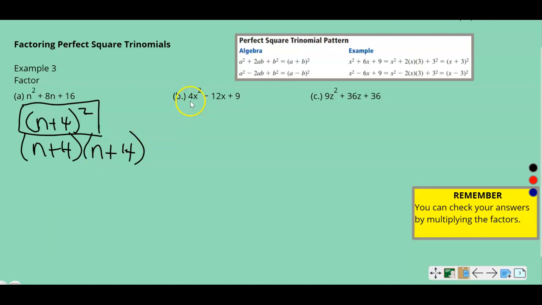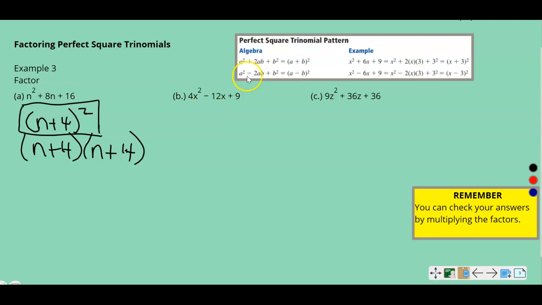All right, let's look at the B part. 4x squared is my first term. That represents a squared. So what would a be? a would be 2x. And then b squared is 9. So b would be 3. So 2 times 3 is 6. Double that, you get 12. So you can see that this does fit the pattern.